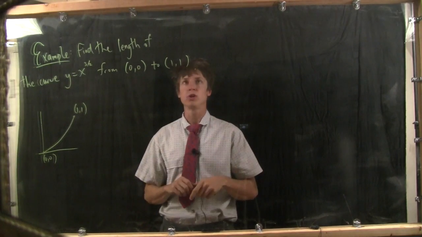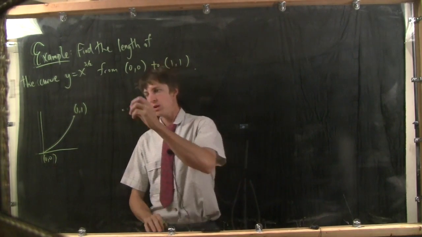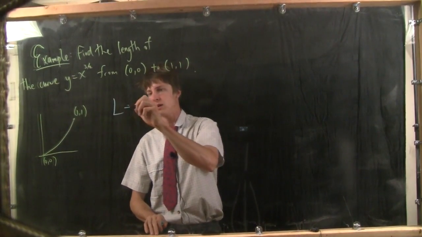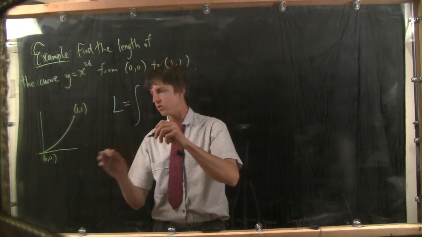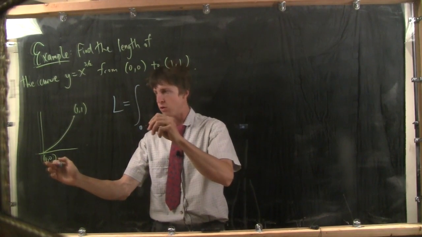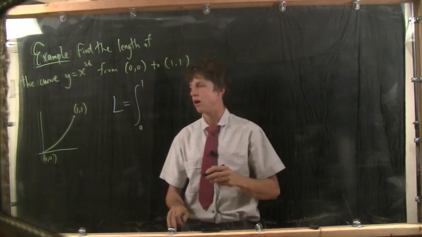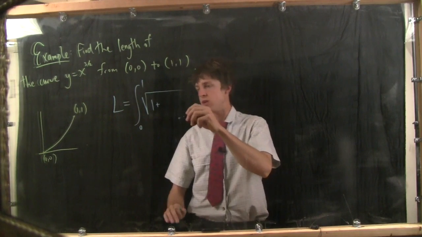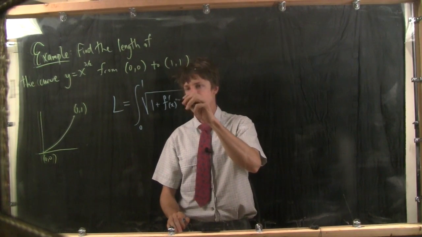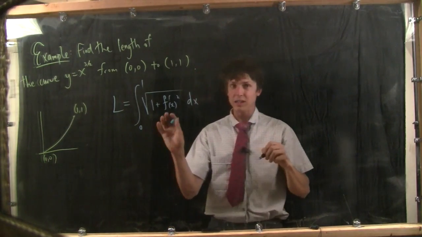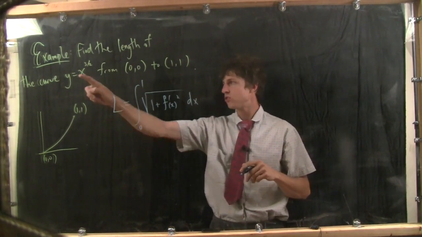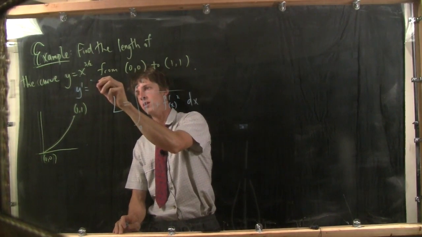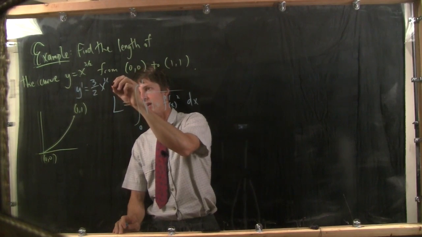So first thing we'll do is we'll use our formula for arc length. So the arc length, L, is the integral from a to b. So a is at x value 0, b is at x value 1, of the square root of 1 plus the derivative of the function, f prime of x squared dx. You need to know this formula. So what is the derivative of this function? So if that's your y prime, we'll use the power rule, it is 3 over 2 x to the 1/2.